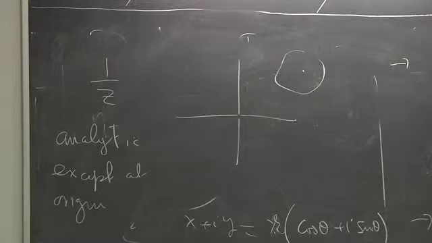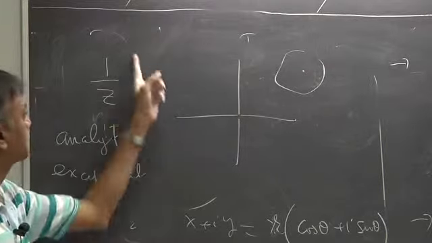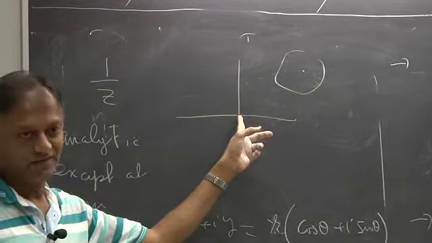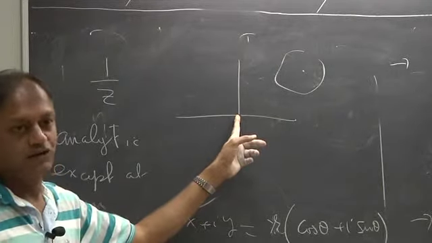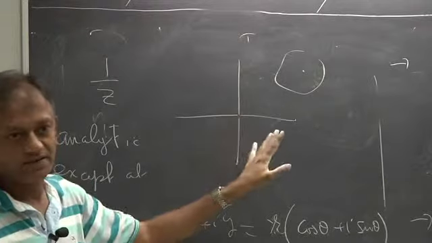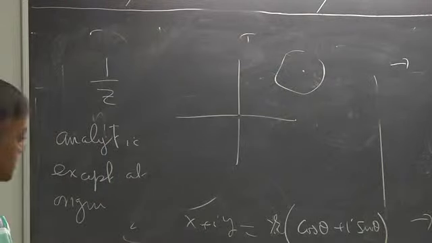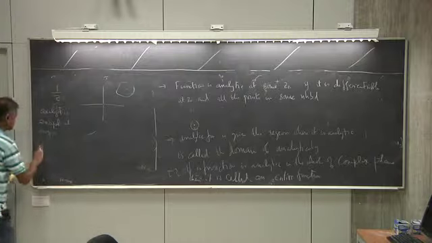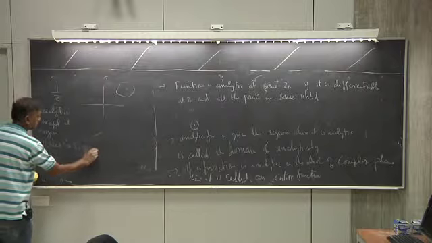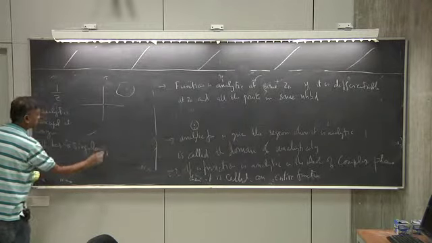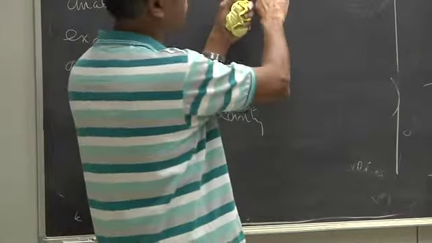So you say that this function has a singularity at origin because it becomes singular, it blows up, right? So you say this function becomes singular at the origin, but it is perfectly fine everywhere else. So this function has a singularity. But it's an isolated singularity, you see, because it's just at origin, right?